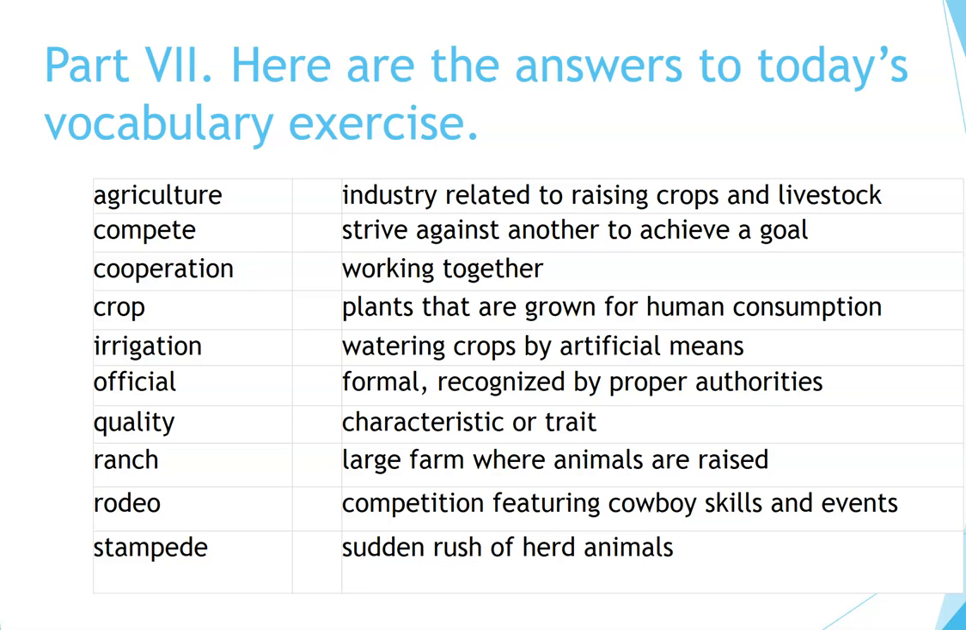Quality. Characteristic or trait. Ranch. Large farm where animals are raised. Rodeo. Competition featuring cowboy skills and events. Stampede. Sudden rush of herd animals.